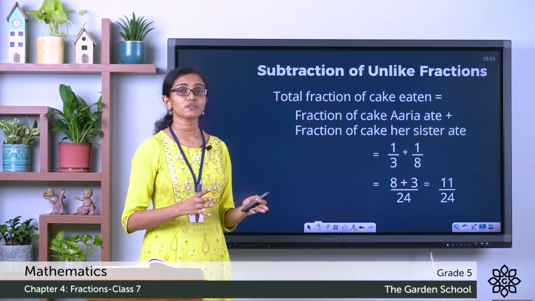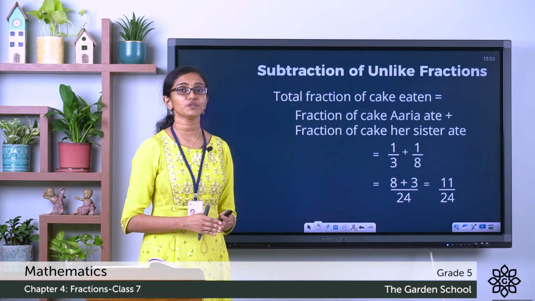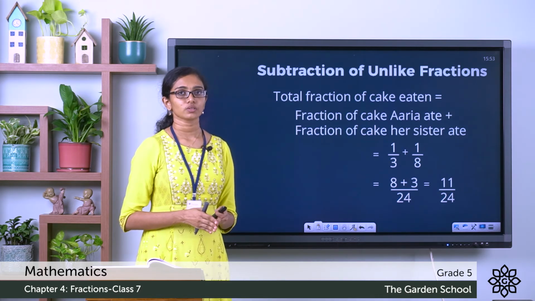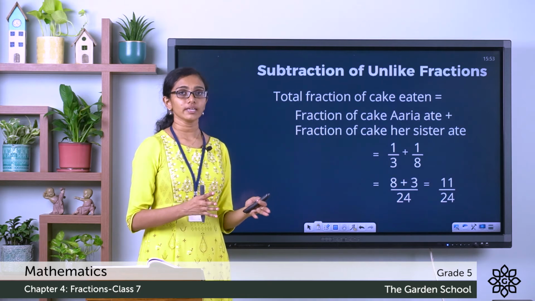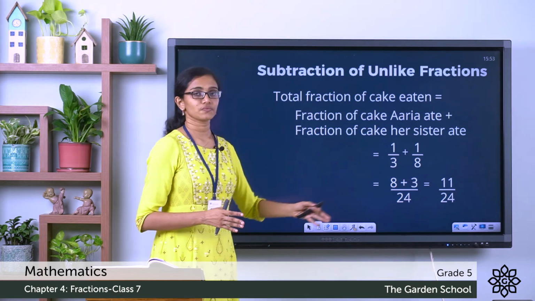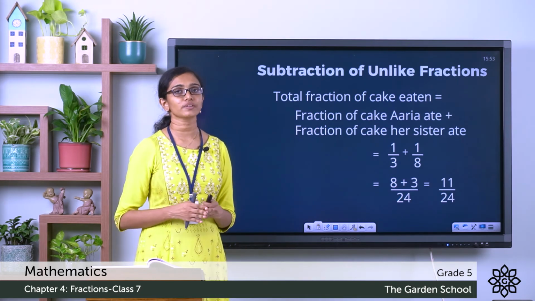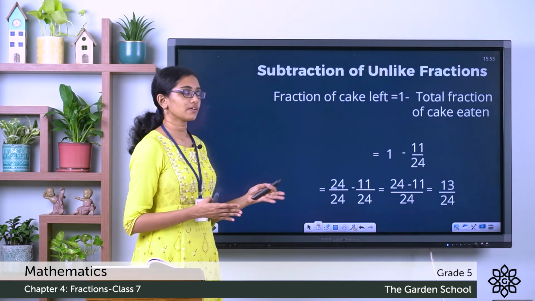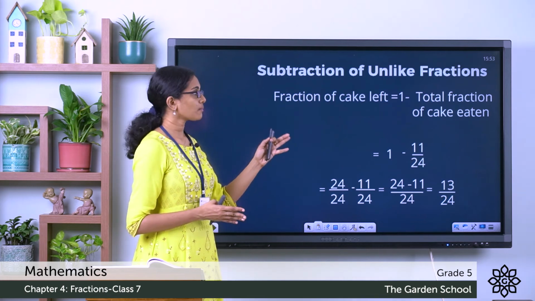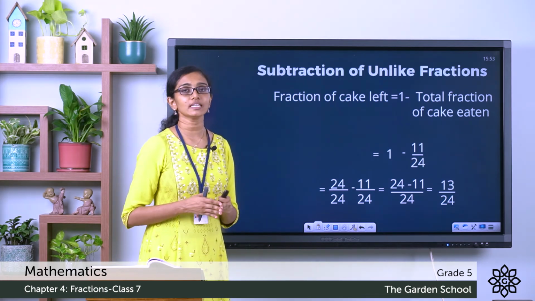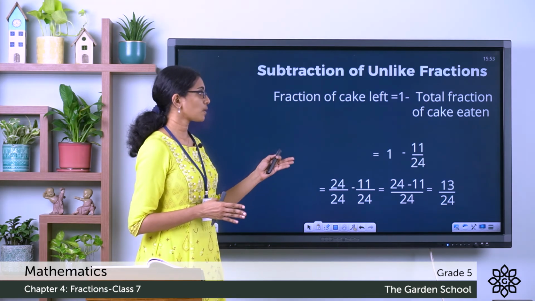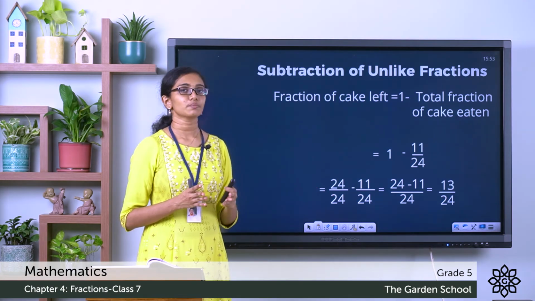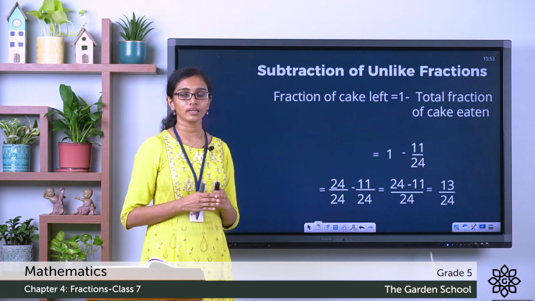Now this is the fraction of cake already eaten. You need to find out how much is left. So how we can find it out? So from the one whole cake, you need to subtract this fraction to get the remaining fraction of cake. So the fraction of cake left will be equal to 1 minus total fraction of cake eaten. That is equal to 1 minus 11 by 24. See? You're subtracting a fraction from a whole number.